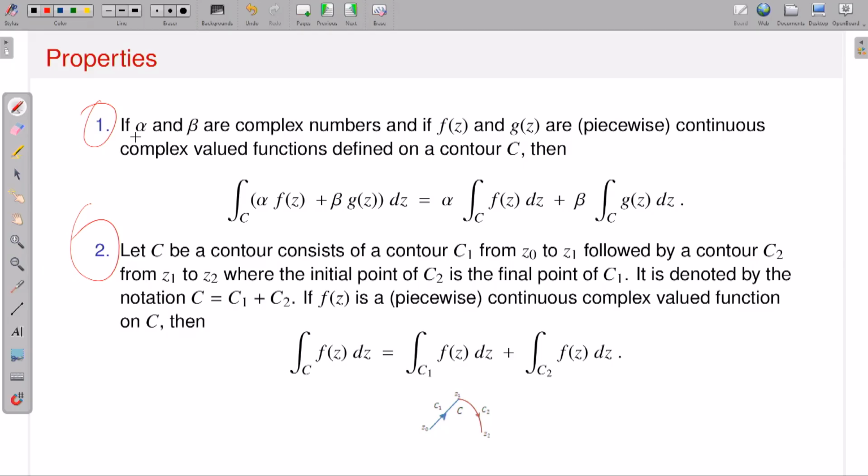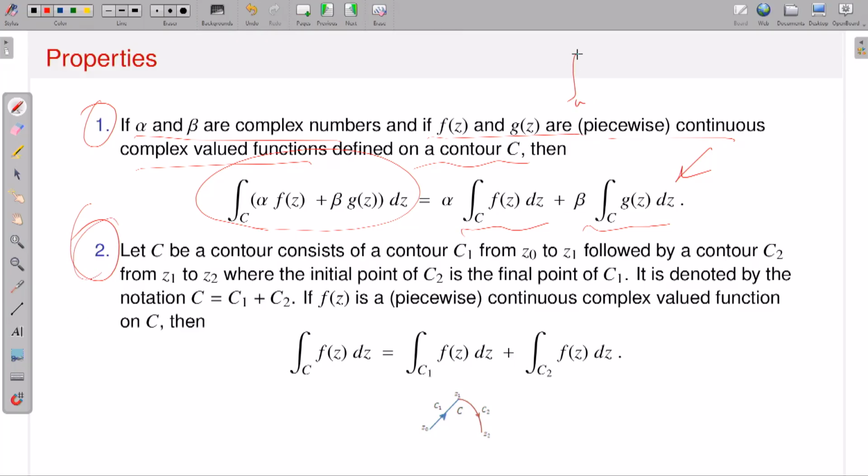The same thing is true: if alpha and beta are complex numbers, and if f and g are piecewise continuous complex valued functions defined on my contour C, then the integration over C of alpha f plus beta g is nothing but alpha times the integration over C of f dz plus beta times the integration over C of g of z dz. That means the linearity property. That means you can take your scalar outside of the integration, like in the Riemann integration and the Riemann Stieltjes integral. Like in the Riemann integration, I should say, because you may not be comfortable with Riemann Stieltjes integration. So this is also true.